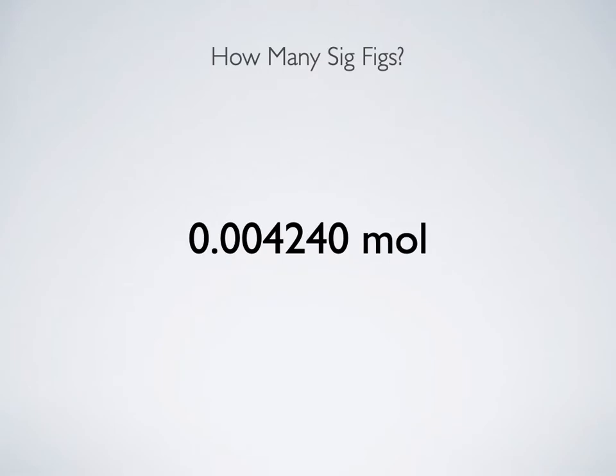Let's take another one. Pause, jot down your answers. Okay, zeros before the number never count, so we're going to exclude all of these numbers. Zeros after the number only count if there's a decimal point. Do you see a decimal point? Lo and behold, you do. And so we're going to count 1, 2, 3, 4 significant digits, and that last 0 is my estimated digit.